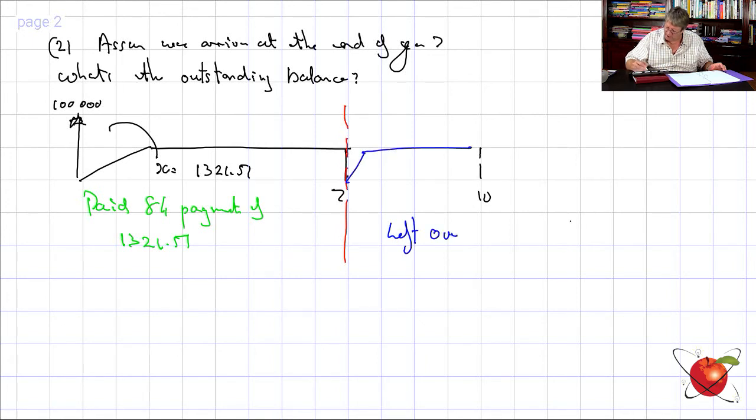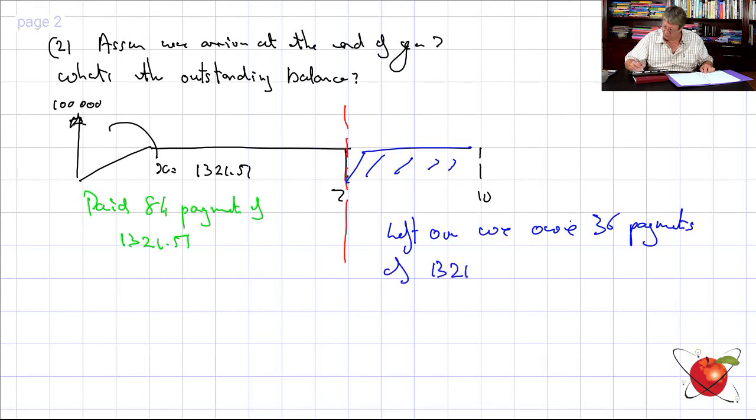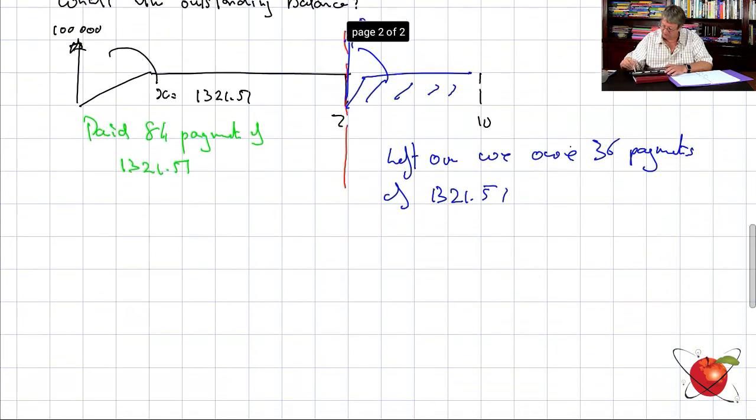This bit of the annuity here, I owe 36 left over. We owe 36 payments of 1321.51. We owe that. Therefore, the outstanding balance is what value? It's P of today. The outstanding balance is going to be the present value of that annuity, is it not?